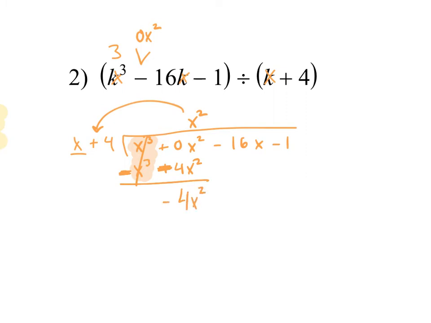Negative 4x squared. Now we do it again. We divide negative 4x squared by x. What do we get? Negative 4x. What's next? After we write it on the top, we multiply it by everything outside. So what's negative 4x times x? Negative 4x squared. Again, we got the same thing, so we know we did it right. And then what's negative 4x times 4?